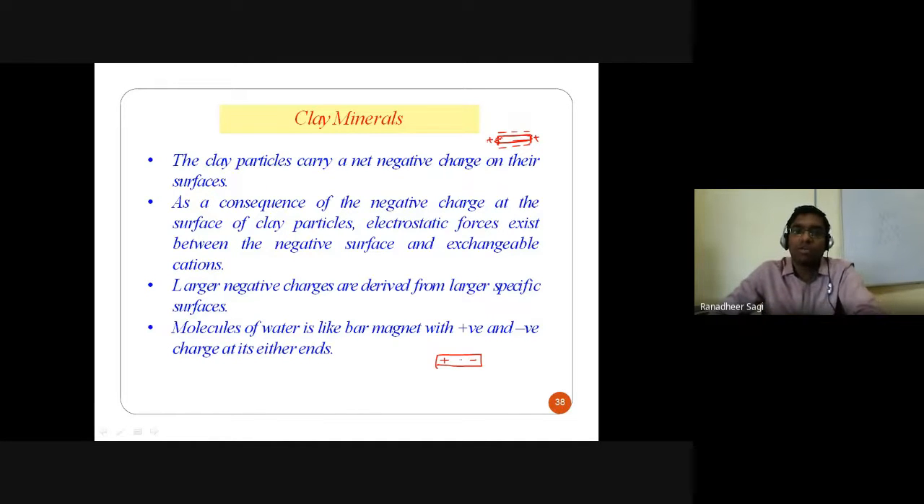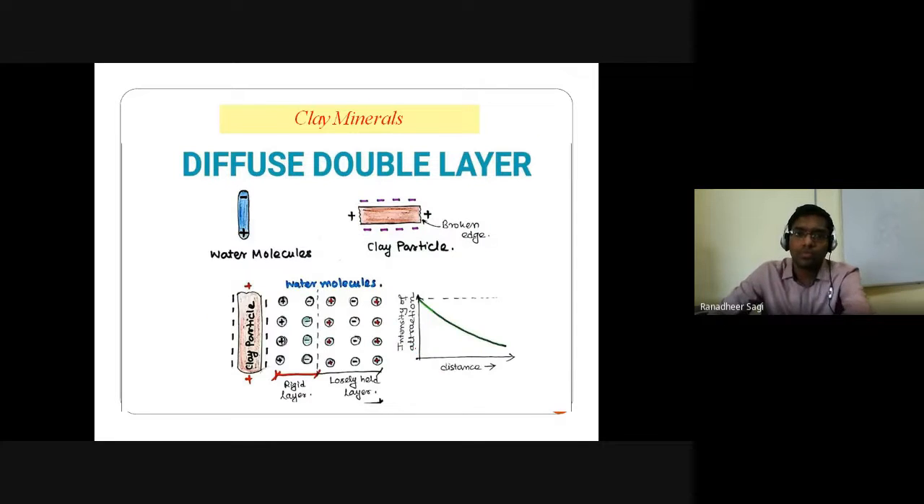In a similar way, the molecules of water also have characteristics similar to that of a bar magnet, which possesses what is called positive and negative charge at either end of that particular water molecule. So, for example, if this is my water molecule, it is said to be dipolar in nature. Why do we call it dipolar? Because it exhibits the characteristics of positive as well as negative charge on either end of that particular molecule.